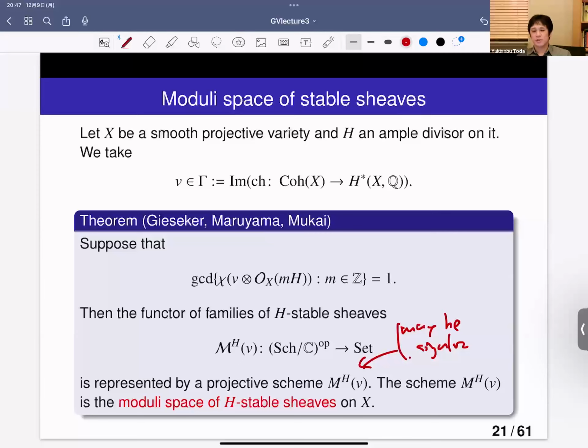In the case of curves, there is no singularity, because I will also talk about deformations and obstructions, but in the case of curves, there are no obstructions, because basically there is no Ext^2 of vector bundles. But in the higher dimensional case, there might be some Ext^2 which obstruct the deformations of coherent sheaves, and the moduli space is usually singular.